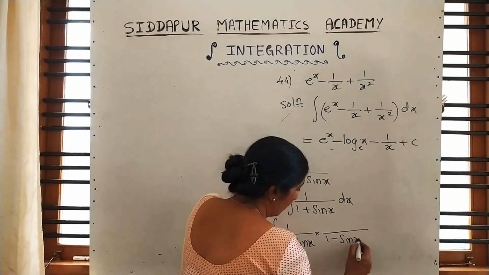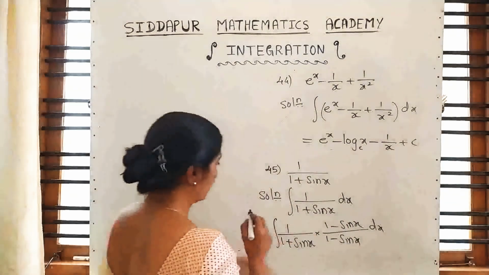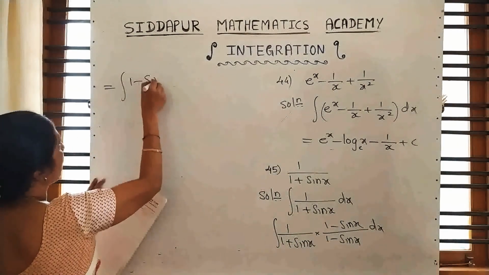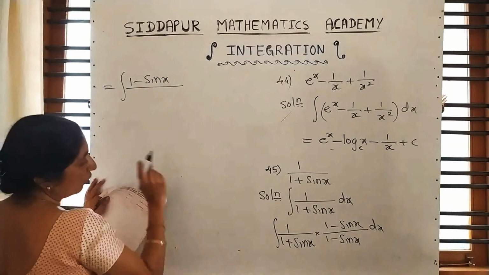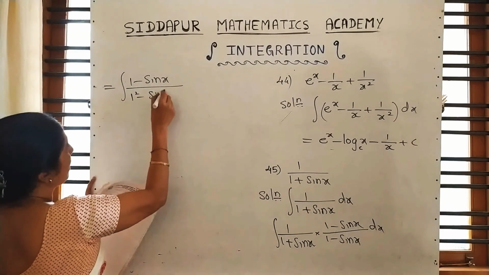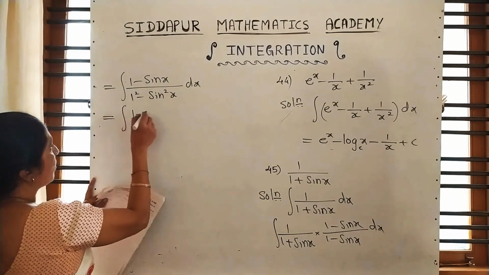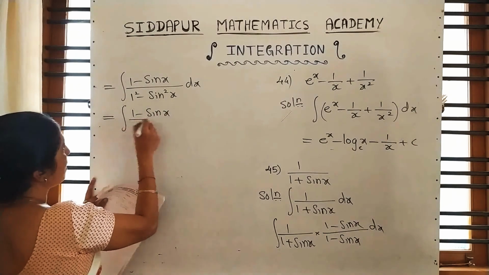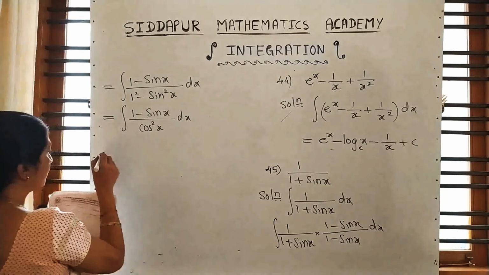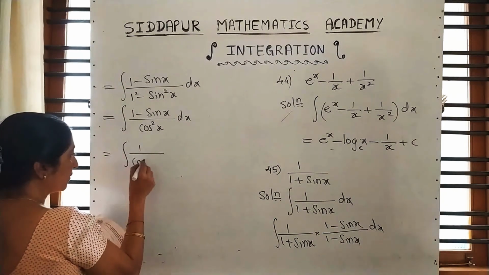Multiplying and dividing by 1 minus sin x. Numerator as it is, denominator is in the form of a plus b, a minus b. A square minus b square. And 1 minus sin square x is cos square x. Correct? In the denominator we have a single term. That's why I am writing like this.